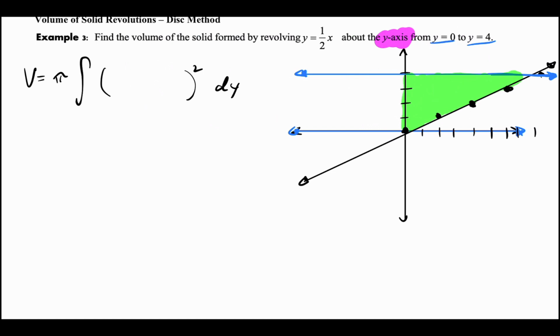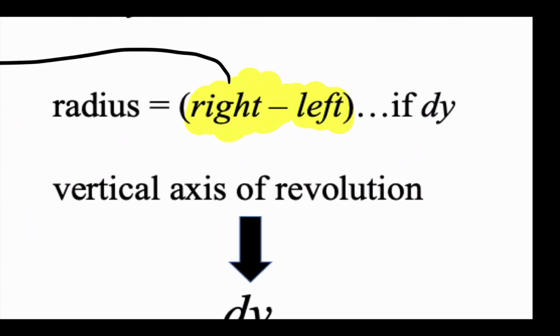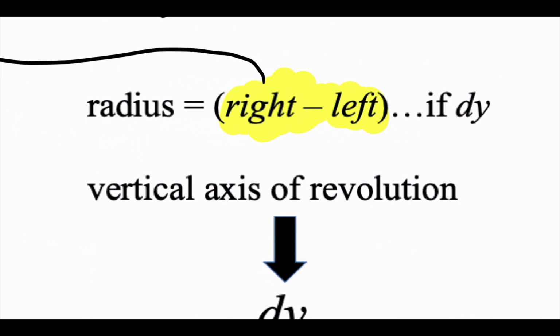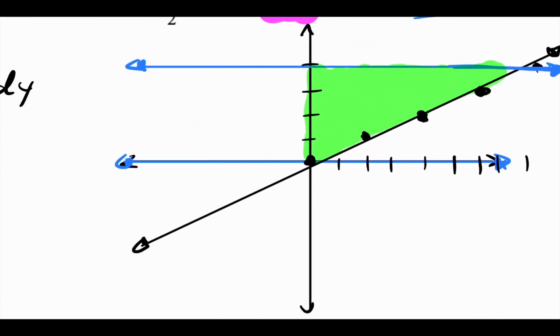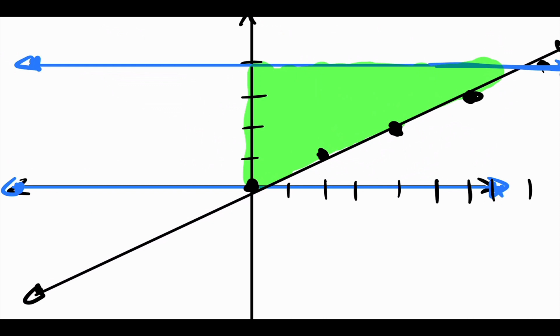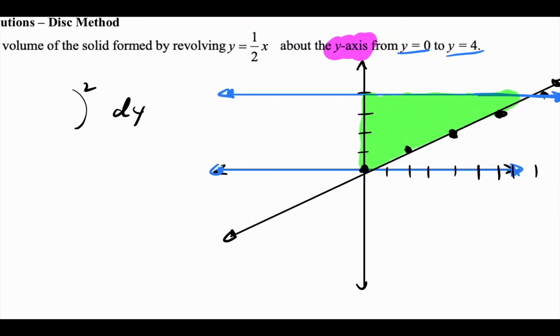Well, if it's dy, we're not going to go top minus bottom. We're going to go right minus left. That's why a picture is important here, whether you do it on your calculator or by hand. So the right side, the stuff keeping it in on the right, is this line here. What would the left be? Not y equals 4. That's the top. What's the left? Yeah, the y-axis, x equals 0.